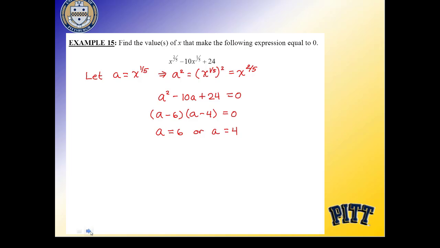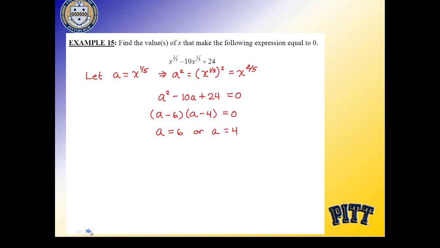Now keep in mind, if you look at the question, it says find the values of x. We want to find x values. If you stop here and say a equals 6 or a equals 4, which I got from factoring the a squared minus 10a plus 24 and then using the zero product property to say either a minus 6 has to equal 0 or a minus 4 equals 0. If a minus 6 equals 0, then a has to be 6. And if a minus 4 equals 0, then a has to be 4.